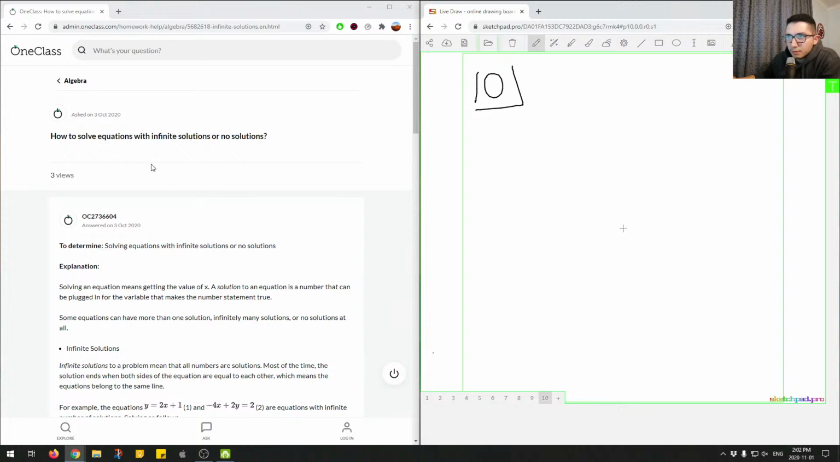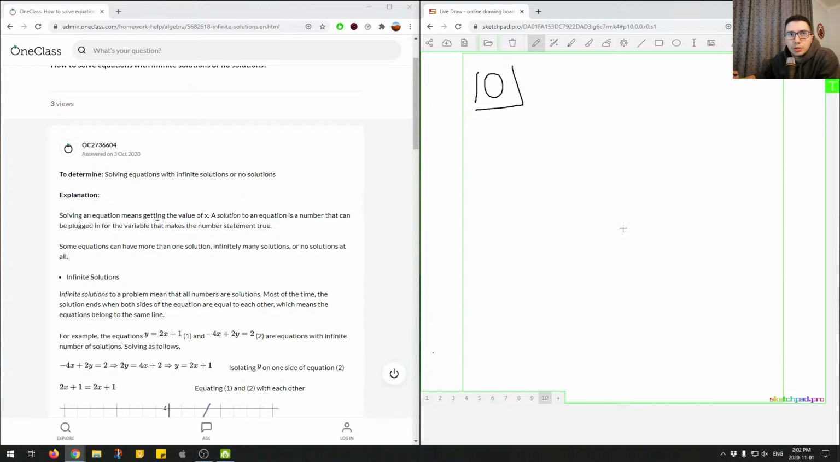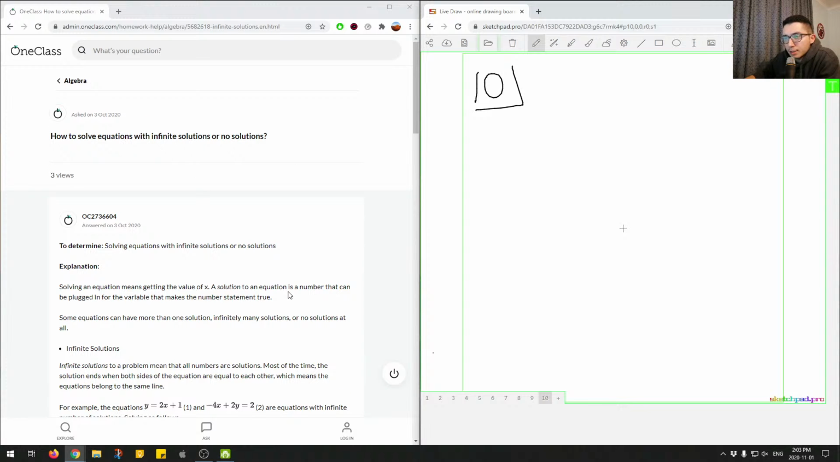How to solve equations with infinite solutions or no solutions. So let's go through what the junior tutor explained here, and then we'll outline how to conceptually think about this and how to use it to solve equations. There are two situations, infinite solutions or no solutions. The third situation is actually one solution, but we're only focusing on these two. Solving an equation means getting a value for x. A solution to an equation is a number that can be plugged in for the variable that makes the number statement true.